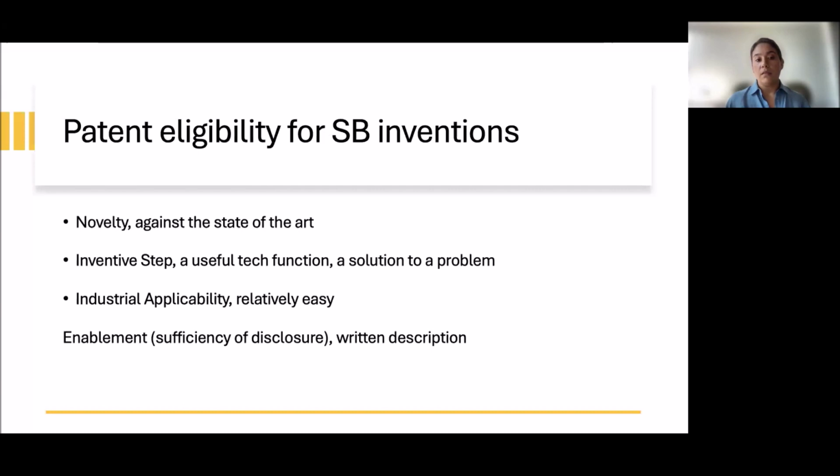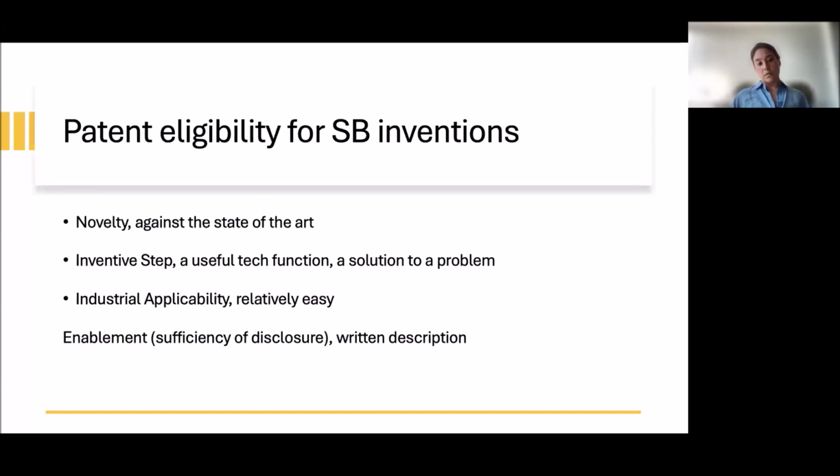And inventive step is also called non-obviousness. You can think of it as a useful technical function or a solution to a problem. If the invention has a solution to a problem or a good technical function, then it qualifies for the inventive step. Industrial applicability is relatively easy, and most inventions are industrially applicable. But yes, the application has to fulfill it.